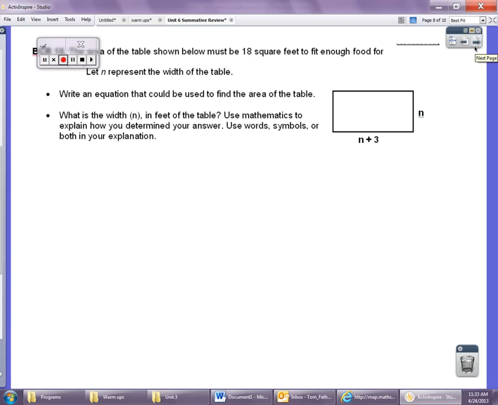Question 17. We have a table. It must be 18 square feet to fit enough food for everyone. So n is the width. We want to write an equation that could be used to find the area of the table. Well, with our first one, area is equal to length times width. It tells us that the area is 18 square feet. So we know that 18 is equal to my length times my width. So we have 18 equals n times n plus 3.